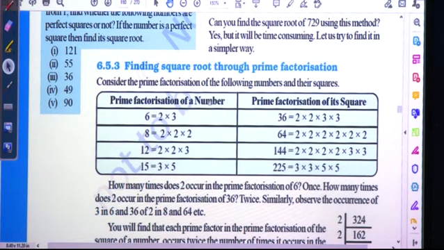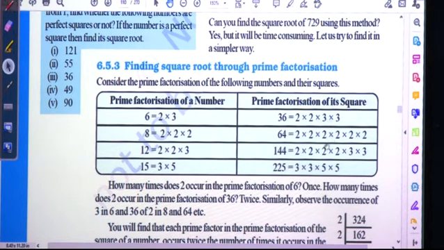Prime factorization of 6 is equal to 2 into 3. 2 is a prime number, 3 is a prime number. Prime factorization of 8 is 2 into 2 into 2. Of 12, 2 into 2 into 3. Of 15, 3 into 5. Now, prime factorization of its square. Whose square? 6 square. 6 square is 36, and prime factorization of 36 is 2 into 2 into 3 into 3.